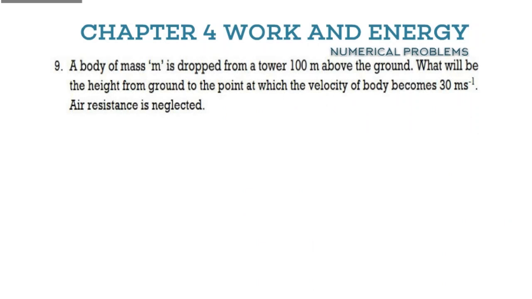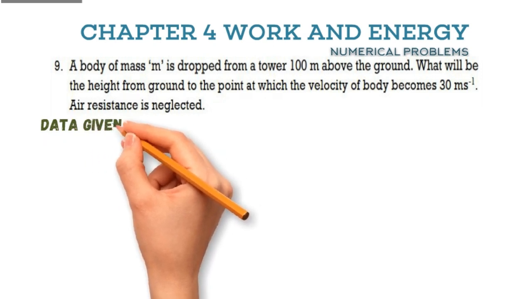Problem overview. We are given a body that is dropped from the top of a tower that is 100 meters tall. The question asks us to find the height above the ground where the velocity of the body becomes 30 meters per second. Here's the key information provided.